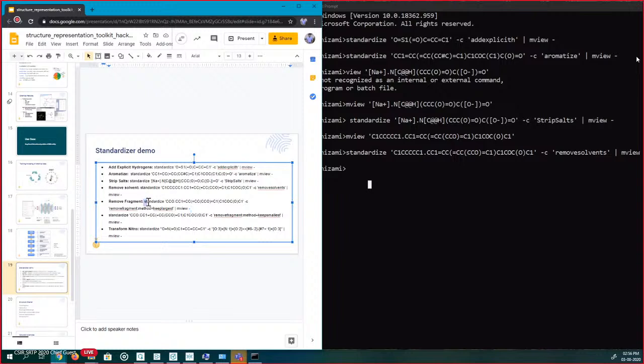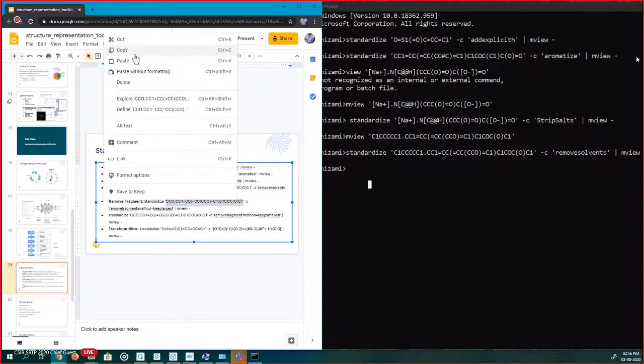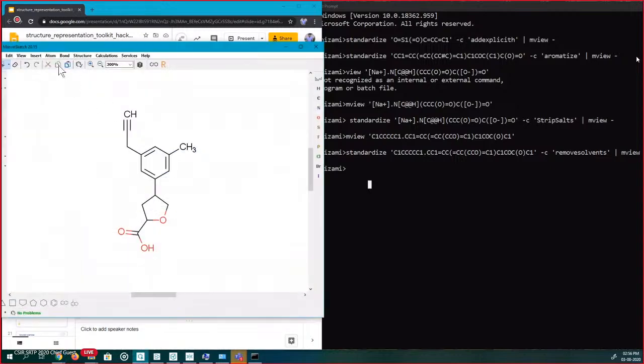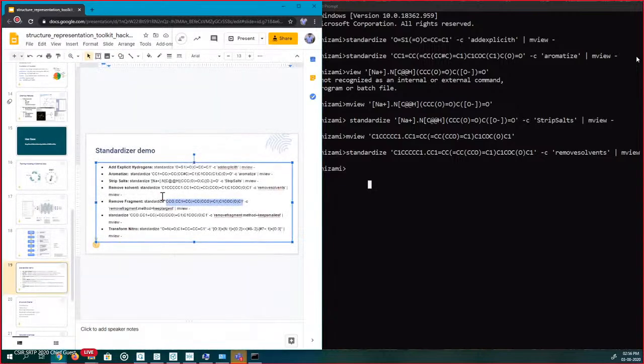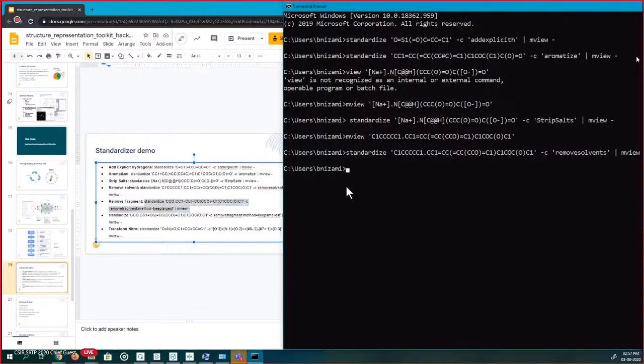So I'm going to copy this command. Before that, let's see the molecule. How does it look? I'm going to use Marvin this time. So this is my molecule. If you can see, it has another alcohol molecule with this main compound. So my next command is basically that I want to remove these fragments. I'm going to copy this command and then explain what these different options are.